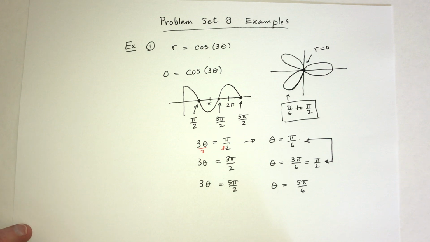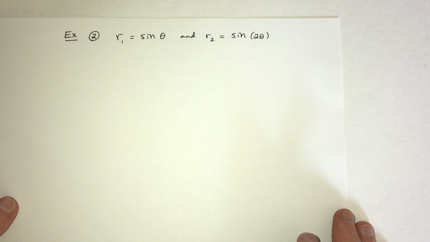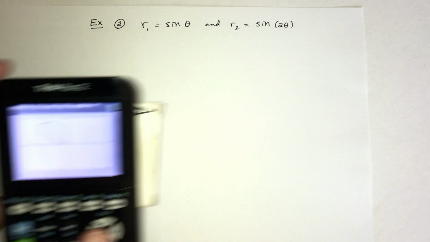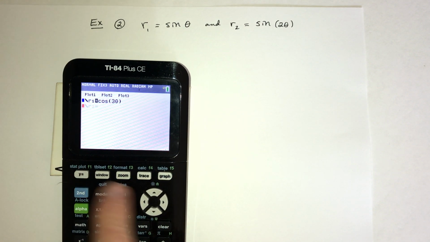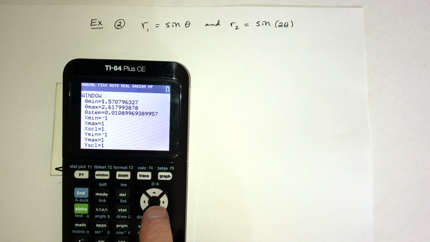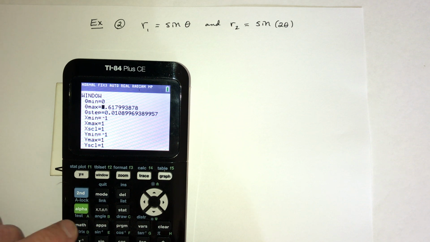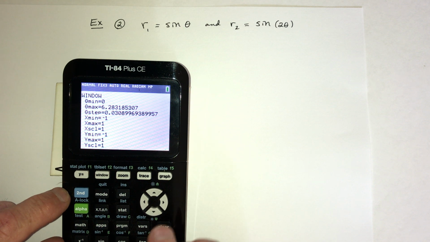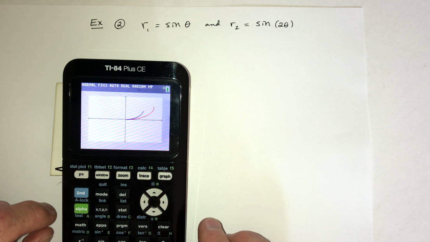Next up, how about an example like number 2? Except I'm going to change the functions just slightly. So take a look at these graphs. Clear that one out. Goes sine of theta and then sine of 2 theta. And then have the window go from 0 to 2 pi. I'm going to change this back to like 0.03 and then go to the graph.